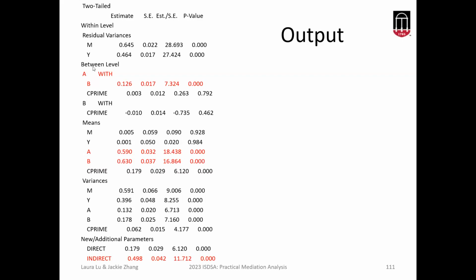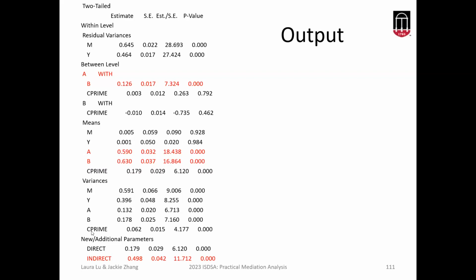And also we have A with C prime, because in the previous statement we were trying to estimate the covariance between A and B, A and C prime, and B and C prime. All of these covariances are provided. And the means: the mean of the intercept of M, the mean of the intercept of Y, the mean of A, the mean of B, the mean of C prime. These are values. And the variances: variance of M, variance of Y, variance of A, variance of B, variance of C prime.